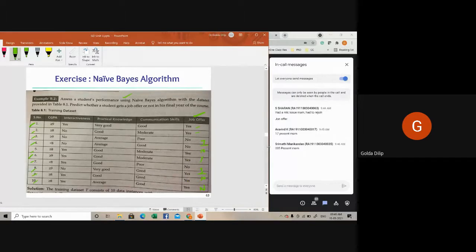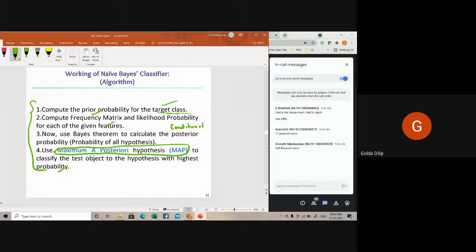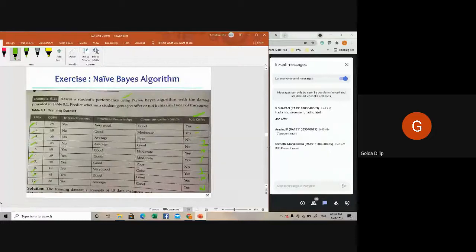Started computing the frequency table. Computing for CGPA, ma'am. That's how you should. See, you need to compute the frequency matrix for each of the given features. So he has started with CGPA. So similarly, for those who were sleeping and not listening in the class.